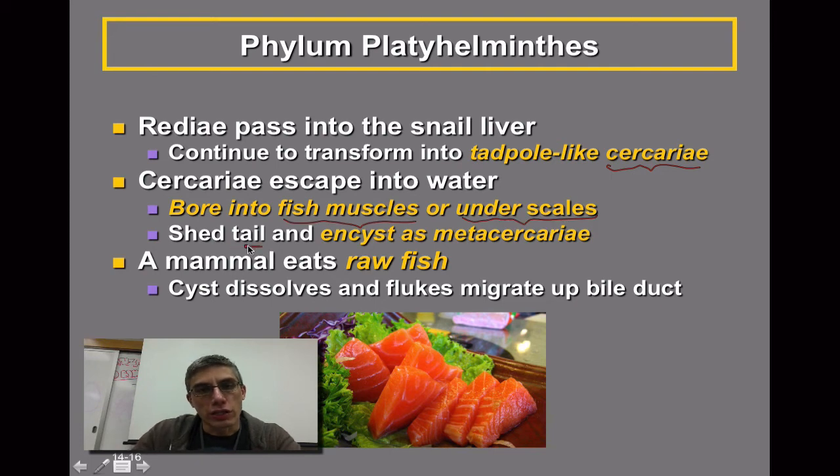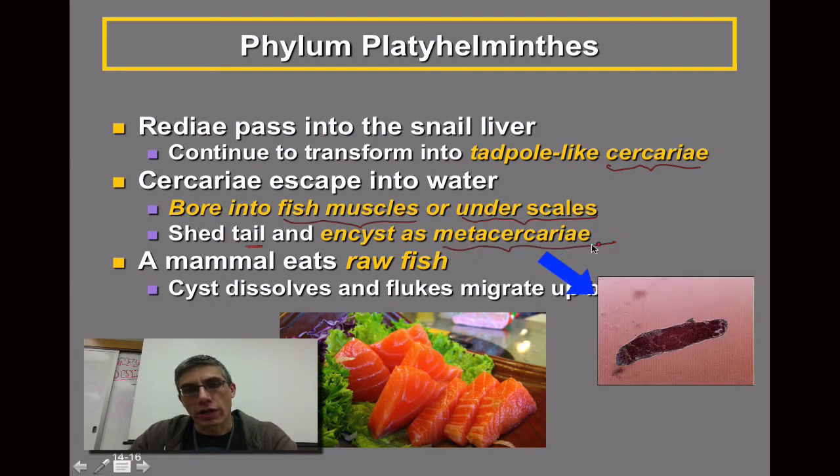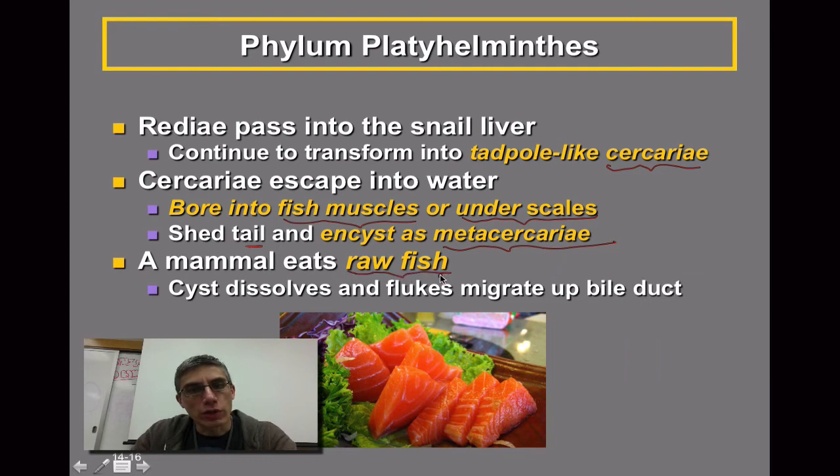Once they escape into the water, they're going to burrow or bore into the fish muscles, or maybe even find their way under the scales of the fish. They're going to shed the tail, so they're going to transform again, and they're going to encyst as metacercariae. Now a mammal who eats any type of raw fish, whether it's a human, a dog, a pig, or any other type of mammal, this cyst is going to dissolve, and the flukes will again migrate back up to the bile duct, which is associated again with the liver. And so basically the cycle will start over again.